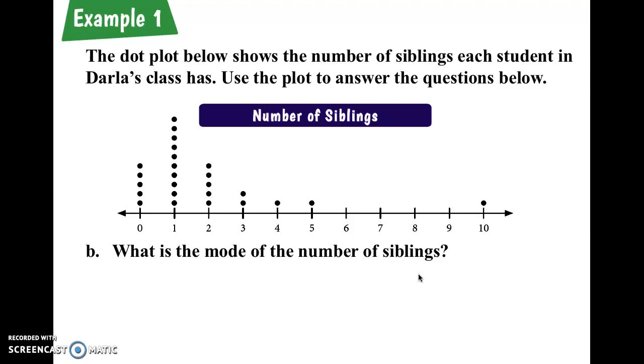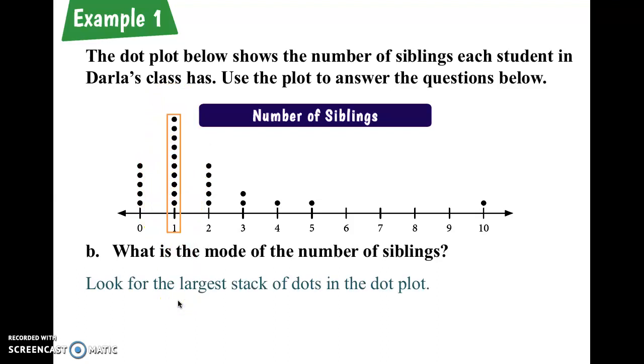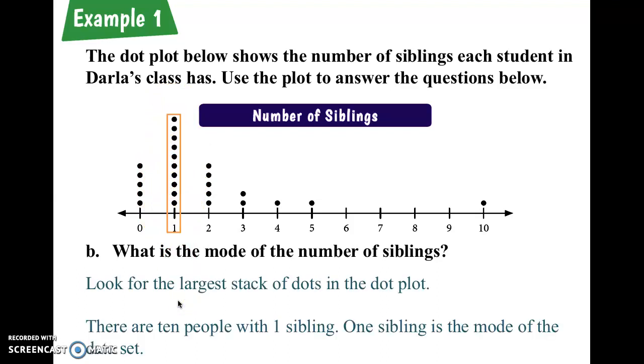Using the same data, now they're asking us for the mode. Remember, you learned previously that mode is the number that appears most often. So we want to know which number of siblings appears more often than the rest. And this is easy to see in a dot plot because it's going to have the largest number of dots. And we can see that right here. One sibling has the most dots. There's 10 students. That is the mode. One sibling is the mode.